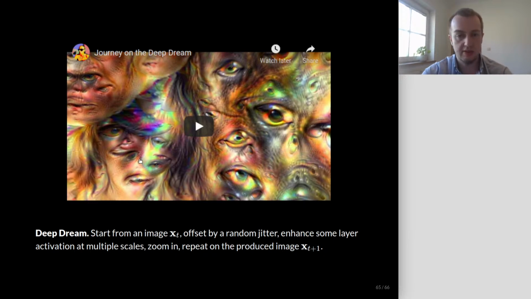So you would start from some image xt, and then at every step, at every frame, since the goal is to make a video, you will shift this image at random, maybe enhance or rescale some part. Then you will modify the pixels in order to maximally activate some also random kernel in the network. And then you will zoom in and repeat over and over to produce a sequence of images xt from 0 to the number of frames that you want in the video.